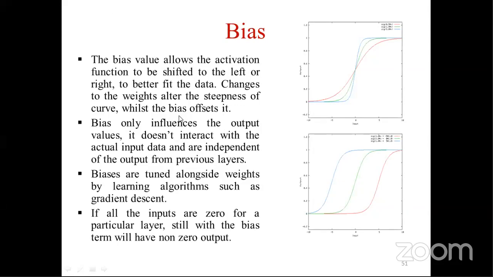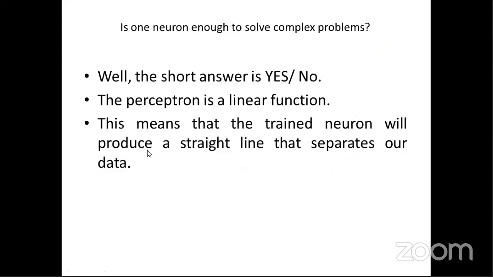Still you may have doubts, because mathematics sometimes feels difficult to understand once I write an equation. The simple mathematical equation y equal to mx plus b. What is the purpose of b? You have to understand: bias only influences the output values. It doesn't interact with the actual input data. That means slope is different from the bias. That is what you have to understand.